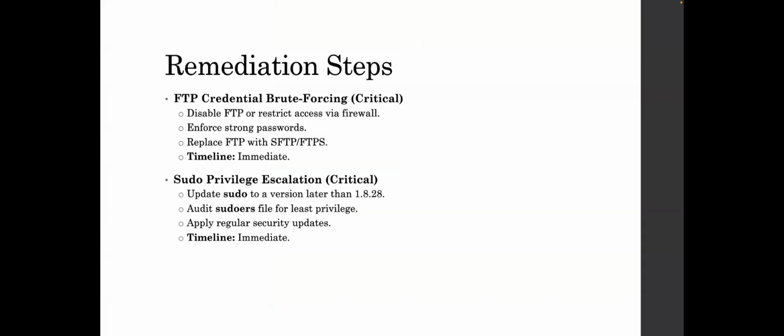These critical vulnerabilities need immediate action due to their high risk. For the FTP issue, we should disable it if it's not needed or restrict access with a firewall. We also need strong passwords and ideally switch to a secure protocol like SFTP. For the sudo vulnerability, we must update to a version later than 1.8.28 to patch the issue. We should also audit the sudoers file to ensure users only have the permissions they need, and keep the system updated.